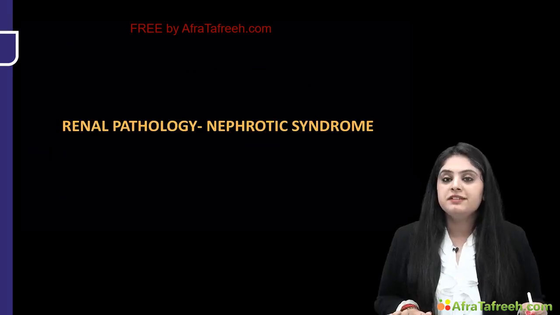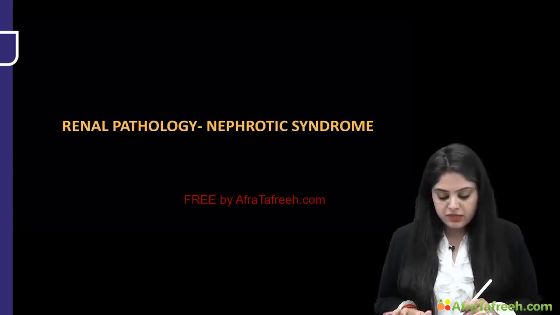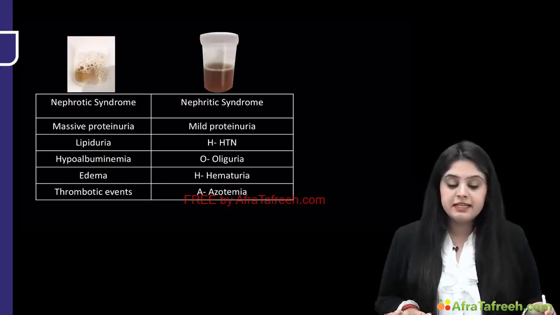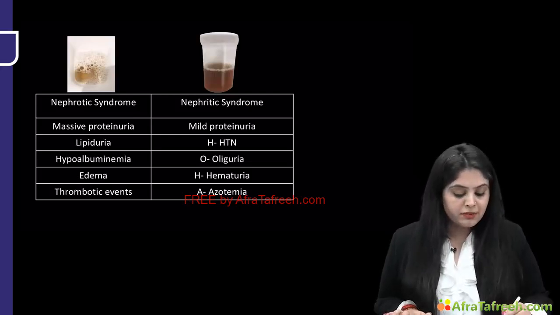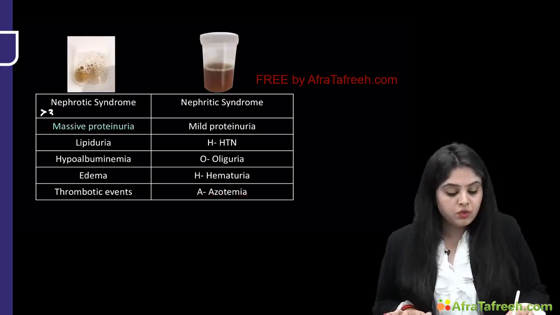Having discussed the nephritic syndromes, let's begin with the next part, and that is the nephrotics. Before we begin, I think it's important that we sit down and discuss the common points once again. For nephrotic, if you remember, there was massive proteinuria. What was the definition of massive proteinuria, guys? More than 3.5 grams of protein in a 24-hour urine sample.